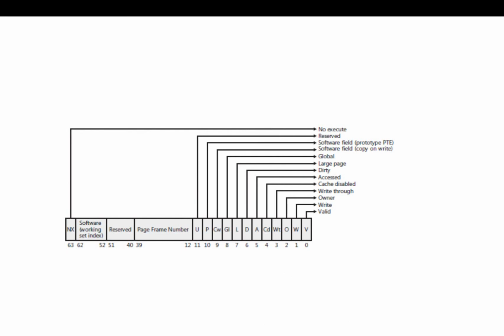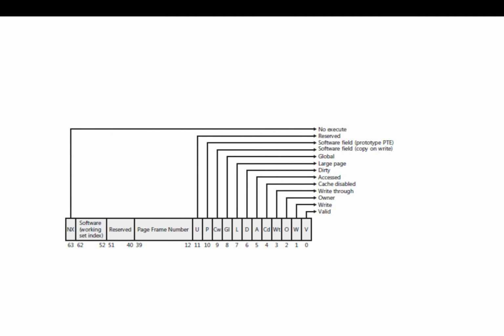And that's so it can quickly look up: if it finds a page, finds a PTE, you could go back and find a working set entry for it. There are some other bits of interest. There's the valid bit, which is bit 0. Write says the page is write enabled. If the page is not write enabled and you try to write to it, you'll get an access violation.